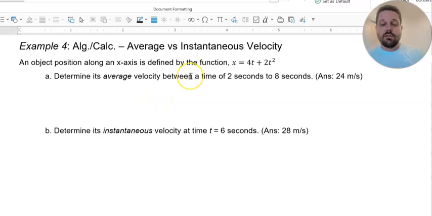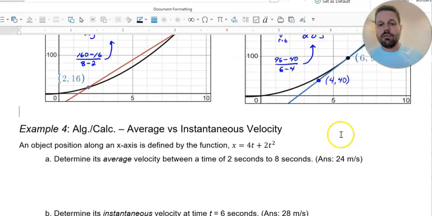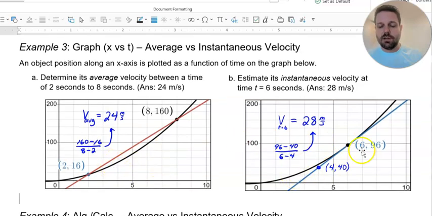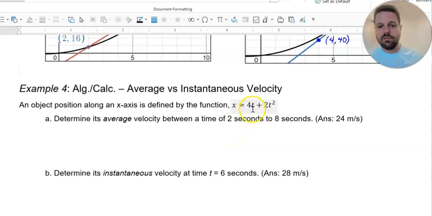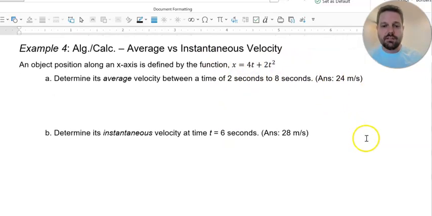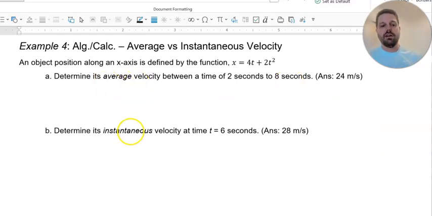We can also do this, instead of graphically, just with math and functions. And so what we're going to now need instead of the graph is the function that describes that parabola. So this is the same exact situation. These are all the same parabola. And if I get the function for this parabola, it would be 4t plus 2t squared. Now, if I didn't have these graphs, how could I go ahead and get the average velocity and instantaneous velocity, like I did in the previous ones where I did have the graph?